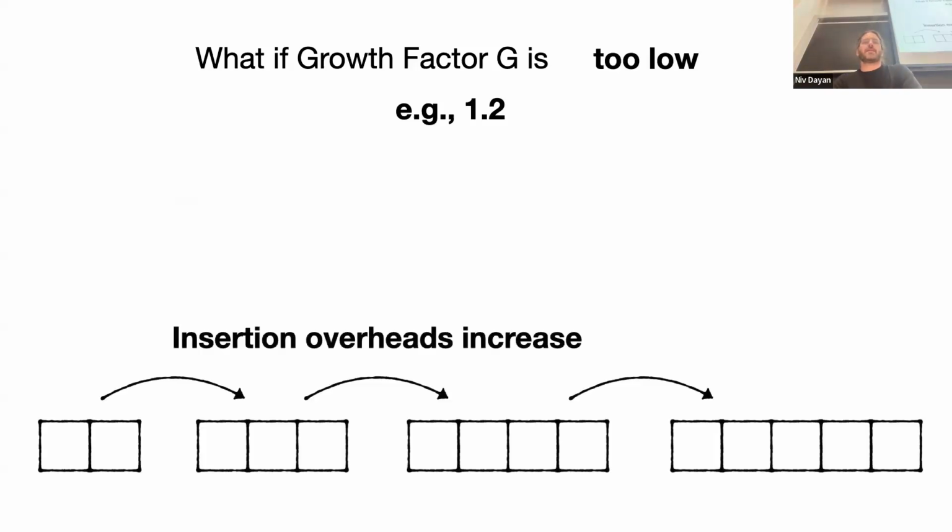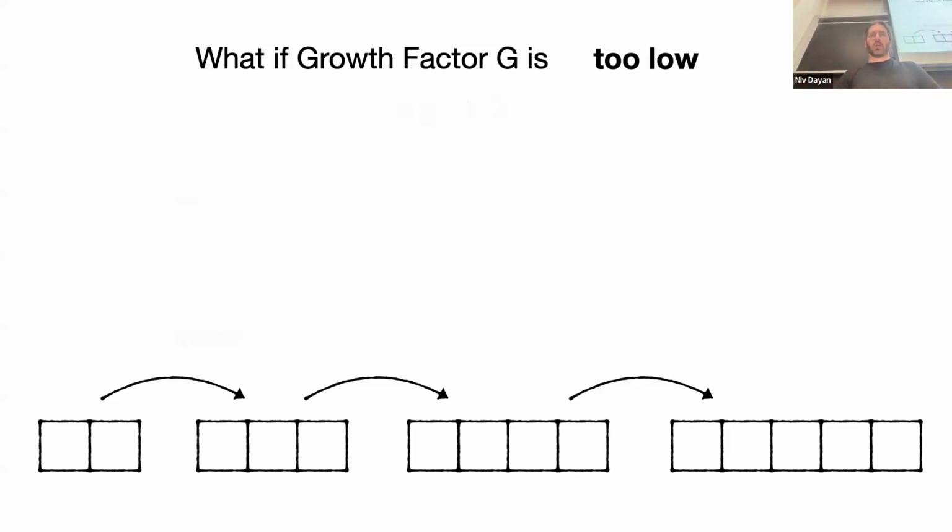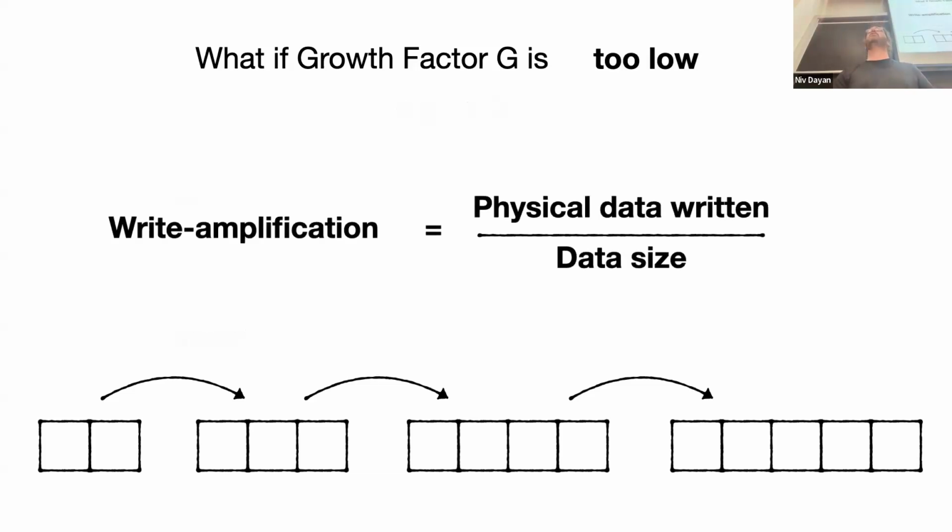In this case, insertion overhead is going to increase because every entry on average will participate in more expansion operations, and during each expansion, we're copying all the data elements in the array. So you can model that overhead too.